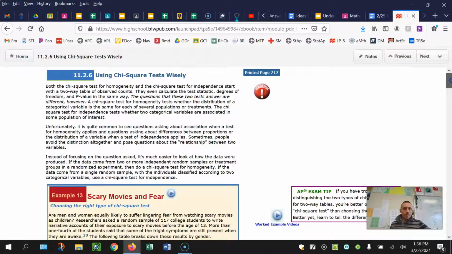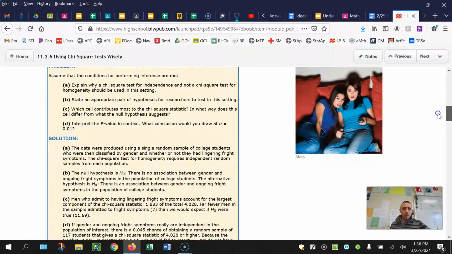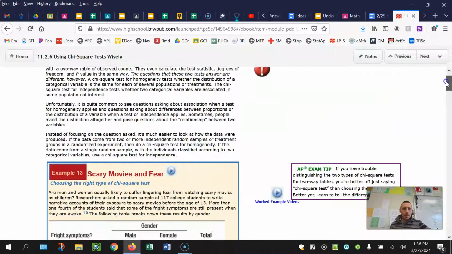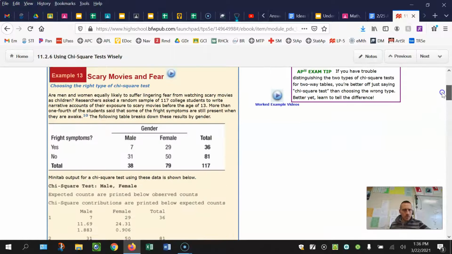So this last part is just talking about making sure you choose the right type of test. It's the way that the data is collected. So here, a random sample of 117, one sample of the whole table total, chi-square test of independence. If it was random samples of, say, 38 and 79, chi-square test of homogeneity.